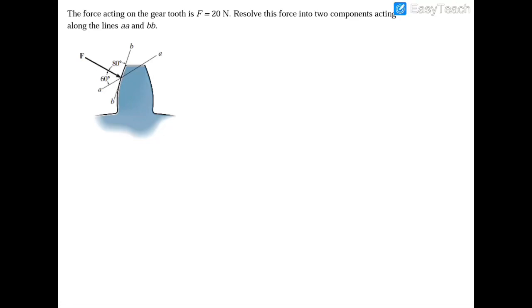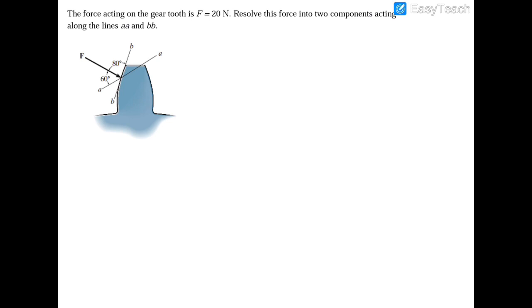All right, guys, so in this example here, we have a force acting on the tooth of a gear. We're given that this force is equal to 20 newtons, and we're also given a couple of angles from two imaginary axes, axis B and axis A. And we're looking to find the components of this force F, which is 20 newtons, broken down into components along B and along A. So the easiest way to go about this is to create a parallelogram.